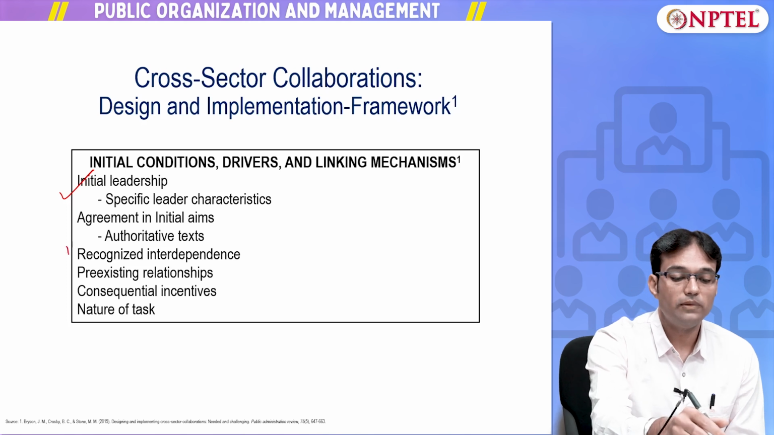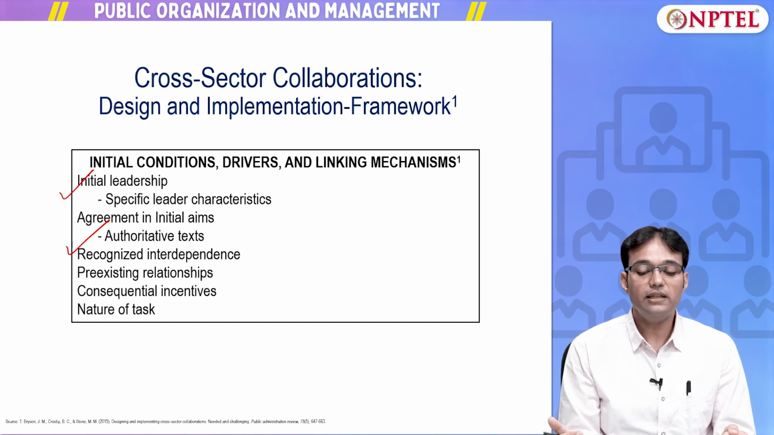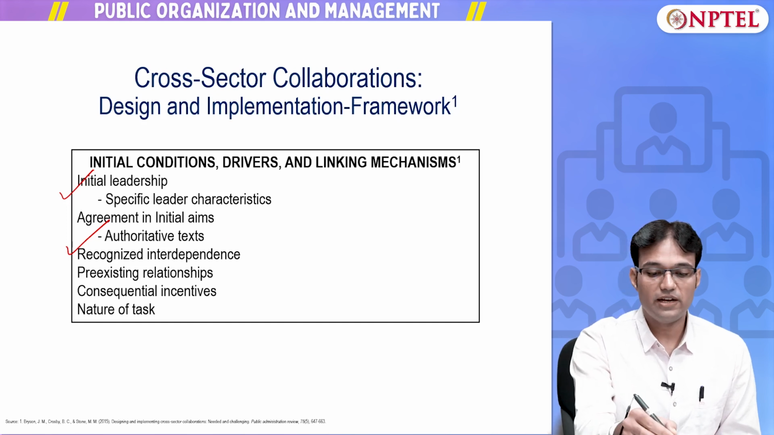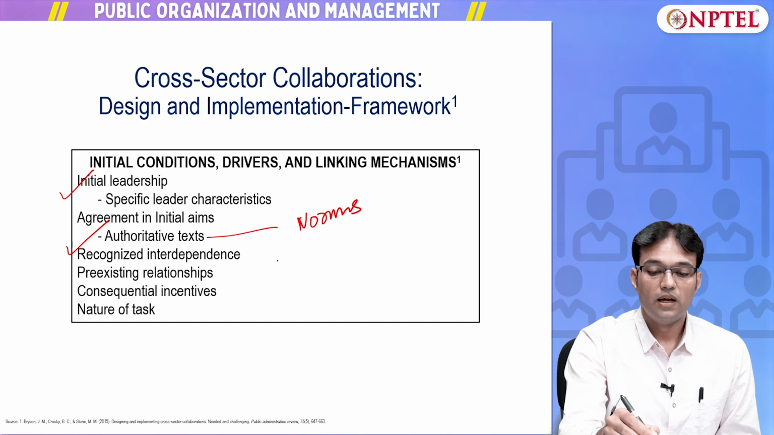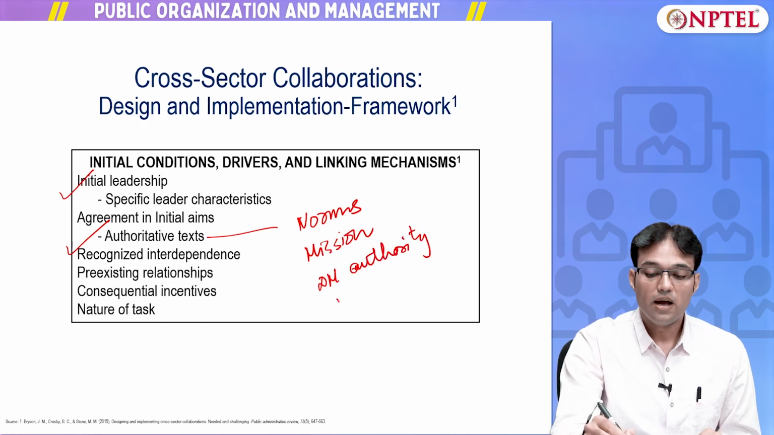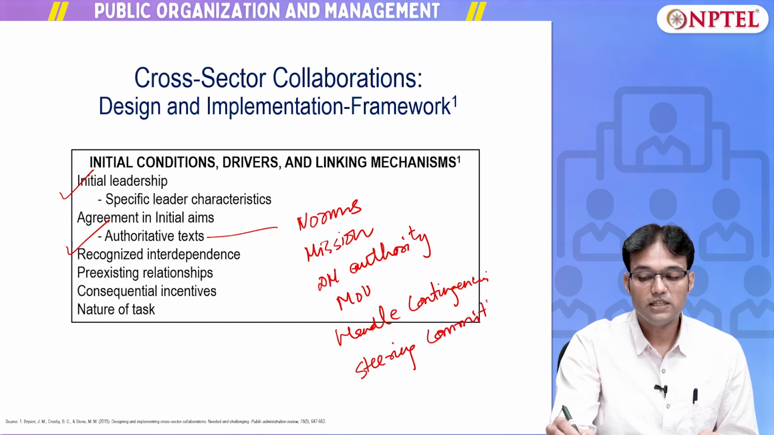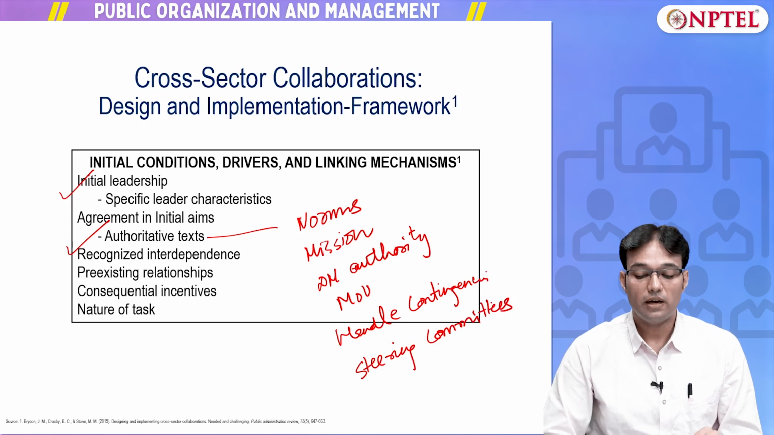In this context, they talked about something which is very important: authoritative text or formal agreements, because these are the agreements which help the partners in the collaboration to perform willingly by consent. Now, what is included in these texts? These texts include norms of operations, mission statements, decision making authority. This is well written in terms of the formal agreements, memorandum of understanding, how they will handle contingencies, right? These formal agreements will talk about this, and of course roles and responsibilities of steering committees. These authoritative texts act as the initial conditions and drivers.